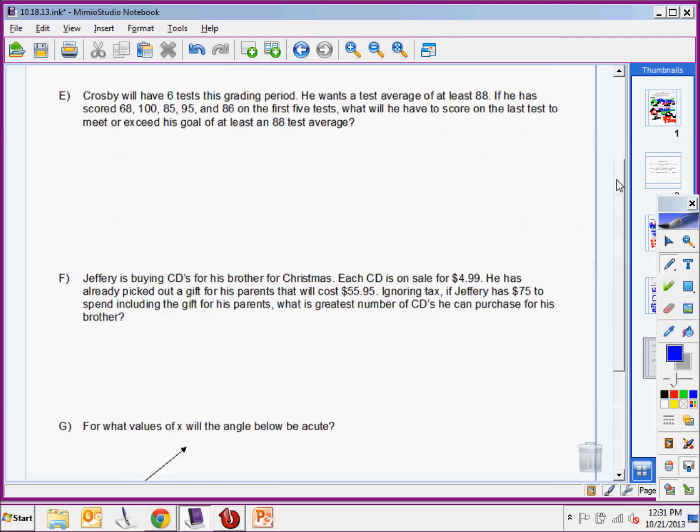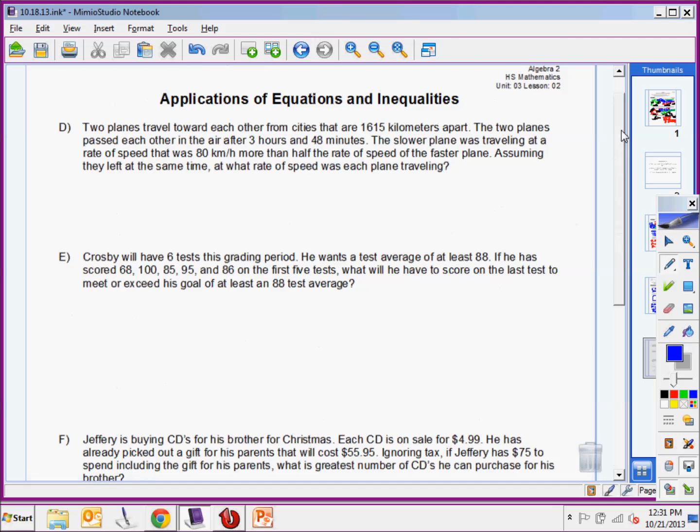All right. Moving on. So here we have D. D says 2 planes travel toward each other from cities that are 1,615 kilometers apart. The 2 planes passed each other in the air after 3 hours and 48 minutes. The slower plane was traveling at a rate of speed that was 80 kilometers per hour more than half the rate of speed of the faster plane. Assuming they left at the same time, at what rate of speed was each plane traveling?